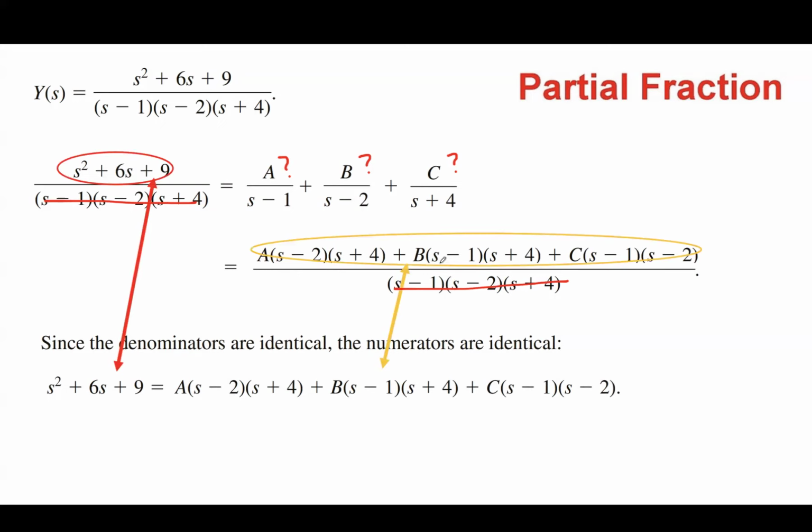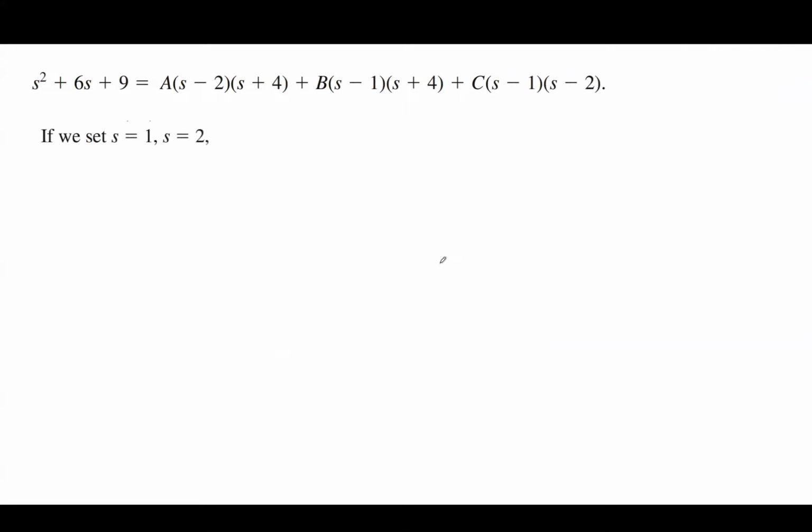We're going to use some shortcuts to find A, B, and C. So this is what we have so far. We're going to set s equals 2, s equals 1, and s equals negative 4 to calculate A, B, and C. So if s is equal to 1, basically these quantities all disappear, and you end up with 1 plus 6 plus 9, which is 16, equals A times negative 1 times 5.